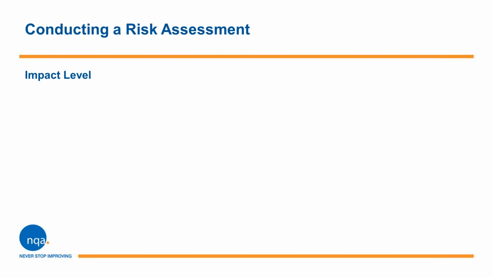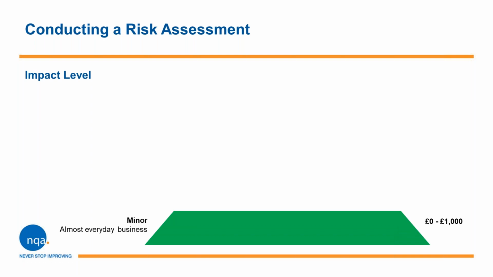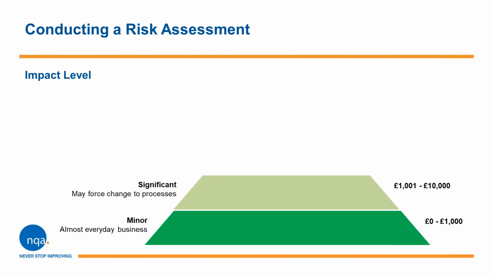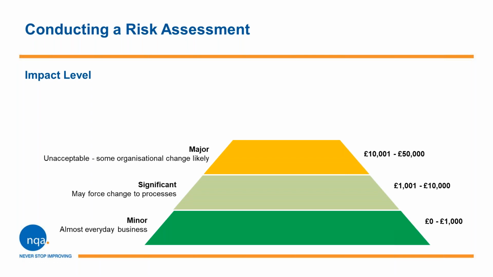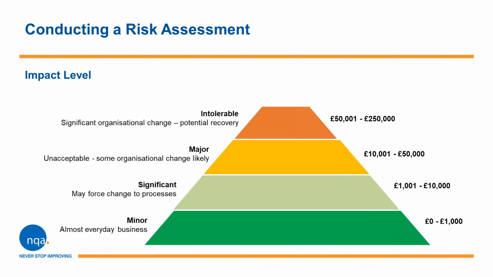So when we think about our impact levels, as we said, you can split your impact levels down into certain levels. We start off at the bottom with a minor, almost everyday business impact, and on the side there we can see that will cost us between £0 and £1,000, and it goes up. A significant impact may change the organisation to change some processes, and it could cost anywhere up to the region of £10,000. Major is unacceptable. You may need to do some organisational change. Again, it costs in the region of £10,000 to £50,000.